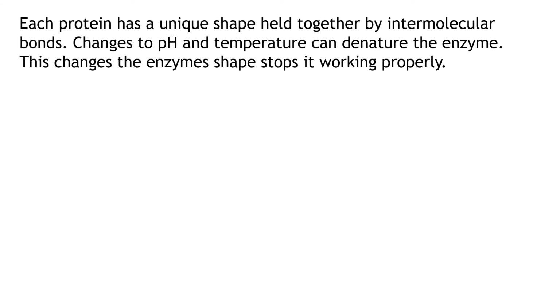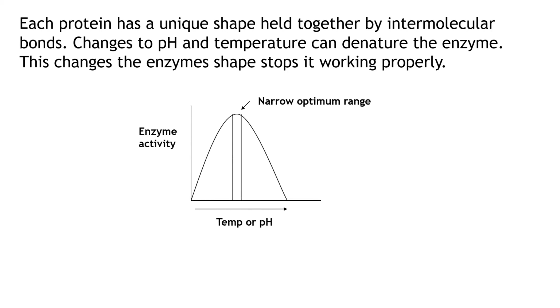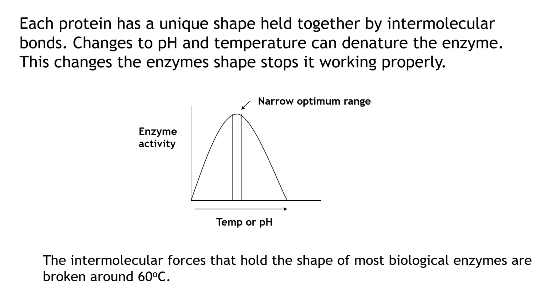However, if you change the pH and the temperature, this can change the shape of the enzyme and what's called denature it, and this stops the enzyme from working properly. So here's an example of an enzyme activity against temperature graph. Typically enzymes will work well, say in our body, at 37 degrees. That would be the best temperature at which it works.